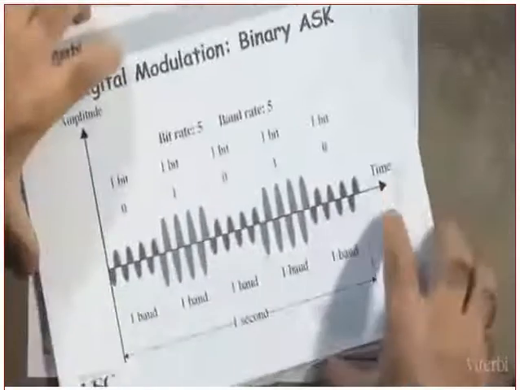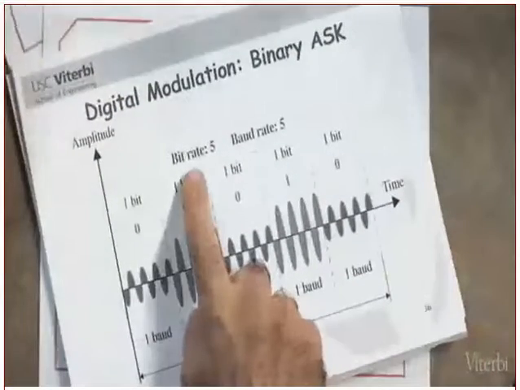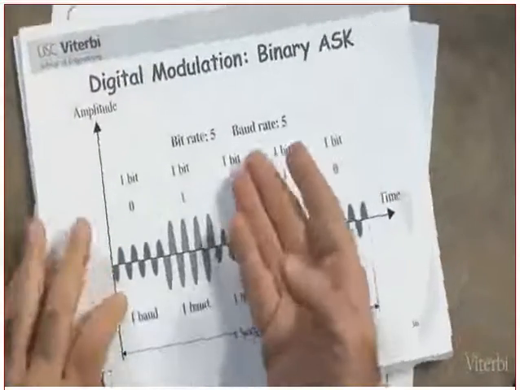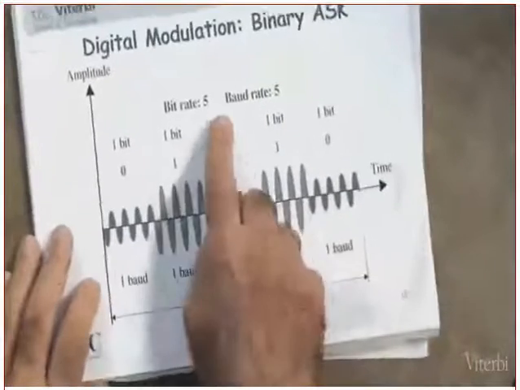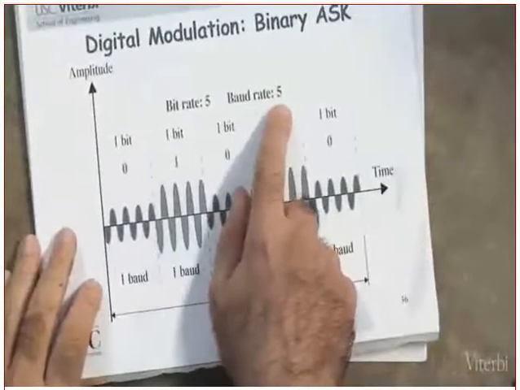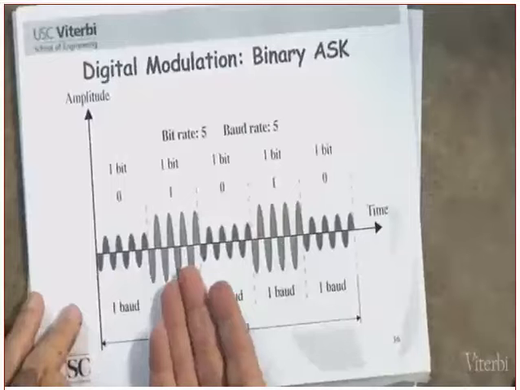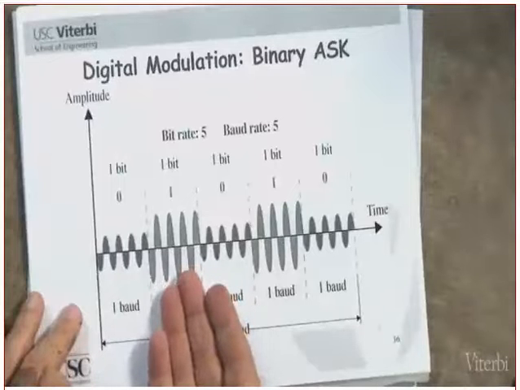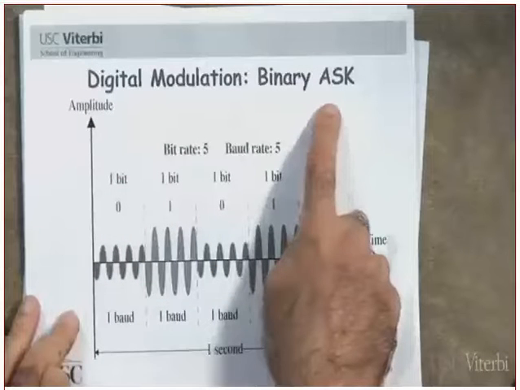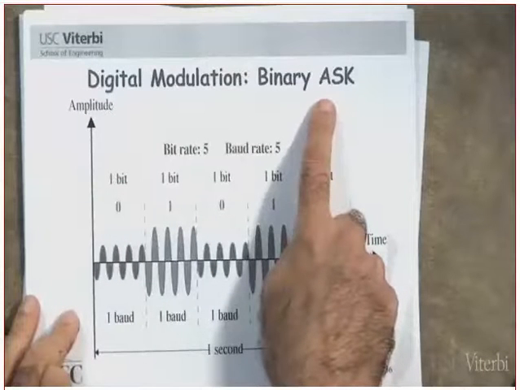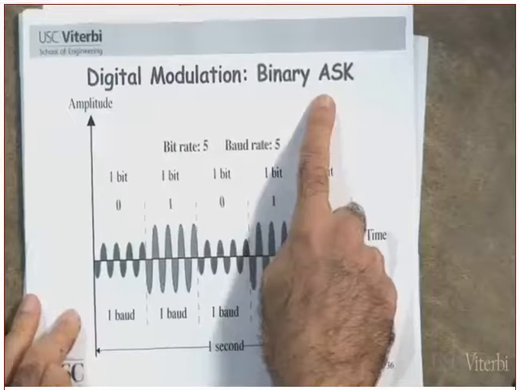Tell me in here, what is the bit rate? Fine. What is the baud rate? I just told you don't say baud rate, but that's fine. What kind of a modem is this? Binary modem. Tell me what type it is. Is it amplitude modulation? Yeah. But if it is digital, they call it ASK. ASK stands for amplitude shift keying. Amplitude shift keying.